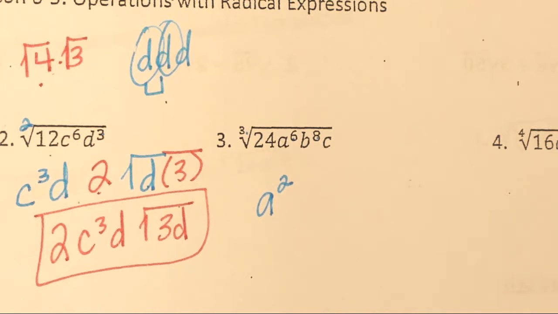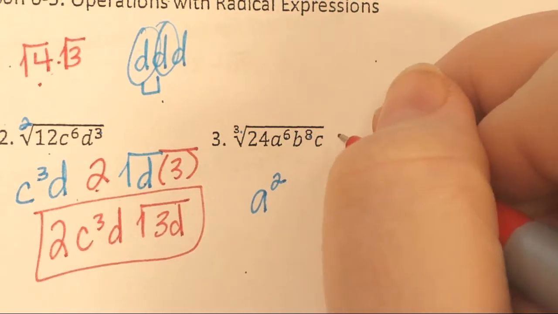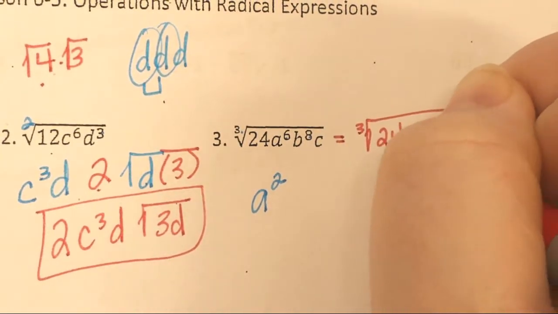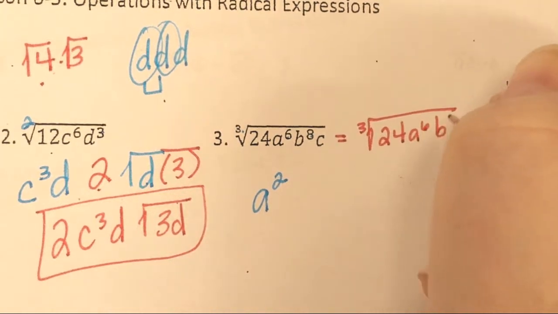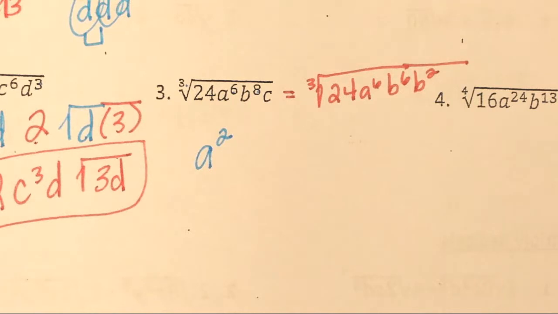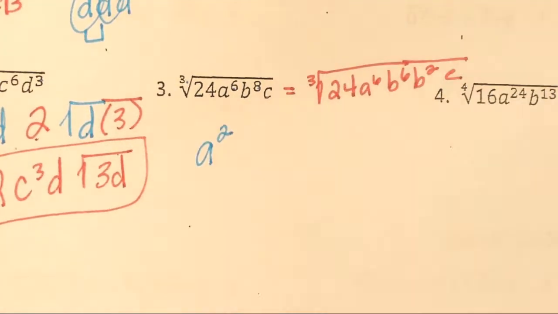What's the next closest number? Don't go up, go down. What's the next closest number that does divide evenly into 3? 6. So if we could change our problem, I'm going to write 24, A to the 6, B to the 6, B to the 2, because 6 plus 2 is 8. And I'm going to leave poor C. Can't do nothing with him.